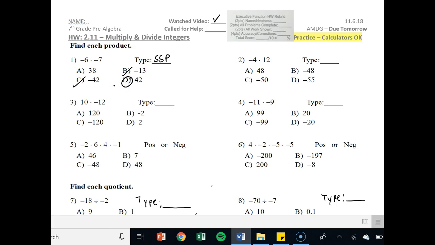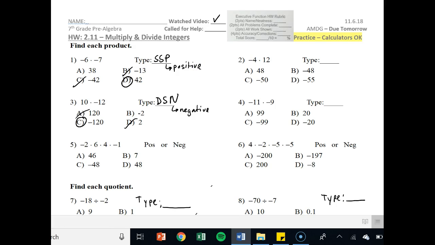Number 3, 10 times -12. We have different signs, DSN, different signs negative, just like from the notes today. So we know our answer is going to be negative, so therefore we can cross off D and A. So 10 times 12 is 120, but it's a negative 120, so C. You even want to put down the word negative, or the word positive, to help you out on these. You can just kind of reinforce your answer.